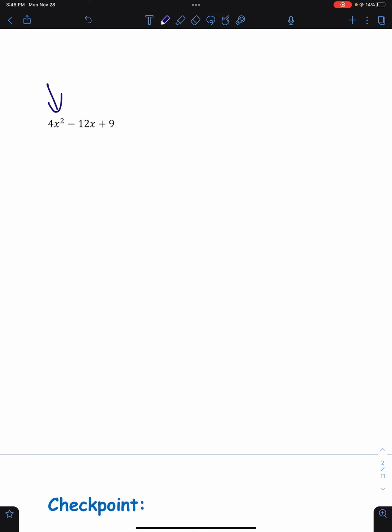First step to factoring, always take out a GCF if you can. We can't here. There's no GCF other than 1. So now we're going to want to make sure we do, oh wait, the leading coefficient is 4, it's greater than 1, so we have to do the AC method. So you want two numbers that multiply to 9 times 4, which is 36, and add to -12. Those two numbers would be -6 and -6. So I split up that -12x into -6x minus 6x, and the other components stay the same.